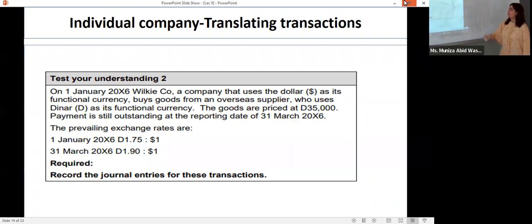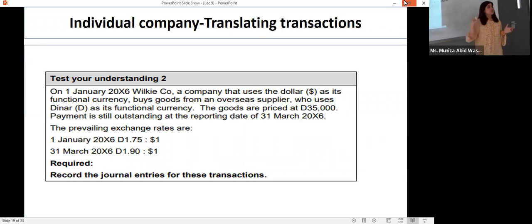And at the reporting date, 31st March 2006, it's still unsettled. At that date, what is the exchange rate? The exchange rate has increased. So 35,000 divided by 1.9. How much is it? 18,421. It means that because of the closing rate, payables have decreased. Am I right? The payables have decreased. They were 20,000, but they have now decreased to 18,421. But they are not settled.